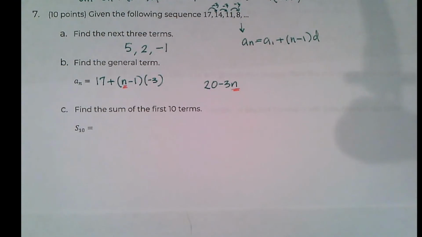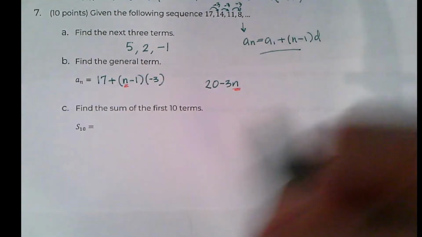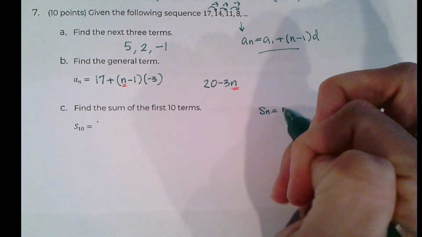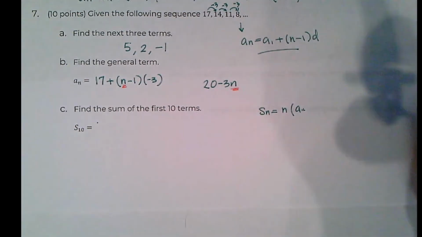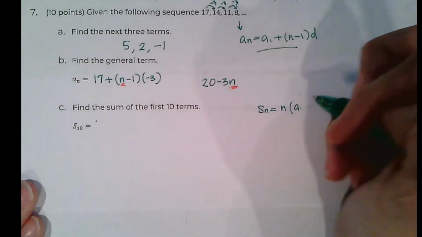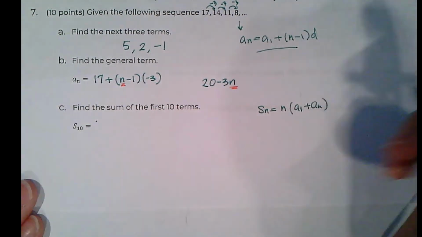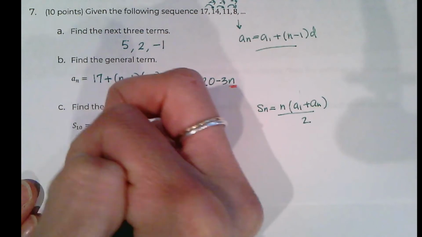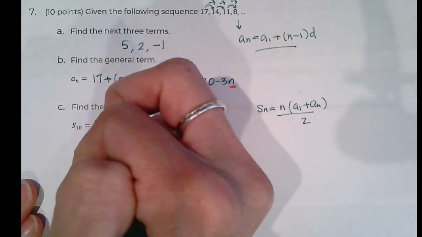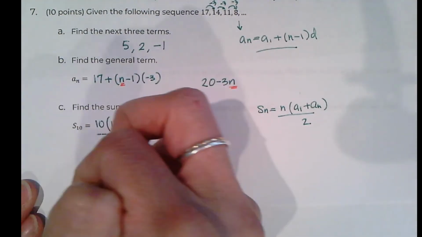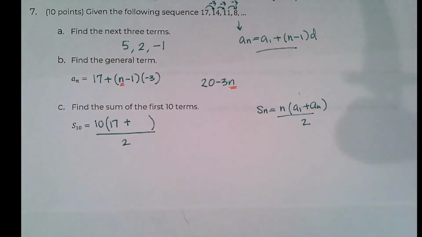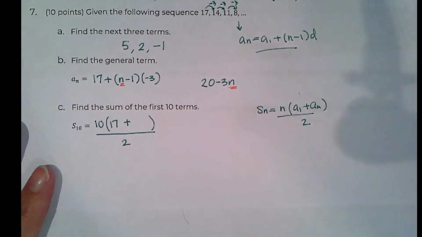And then the sum of the first 10 terms, well, if we recognize we're dealing with an arithmetic, then we know the S formula is going to be Sn is equal to n times a1 plus an, over 2. And so in this case, our n is 10. A1 is still that 17. I have to go figure out A10, so I'm going to leave that blank, and this is all over 2. Remember, whenever we use the Sn formula, we're going to have to go figure out this.